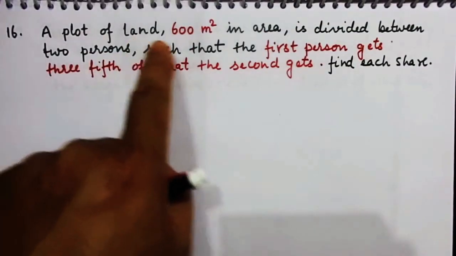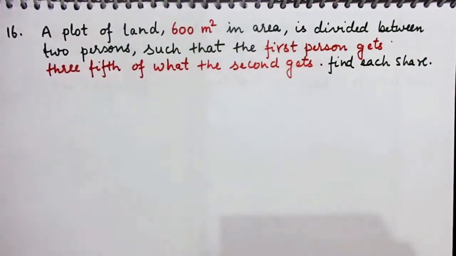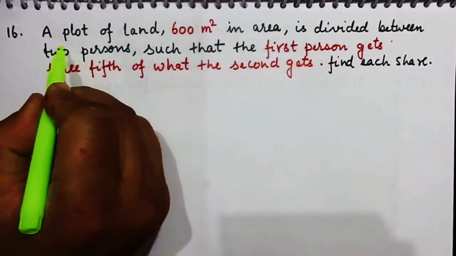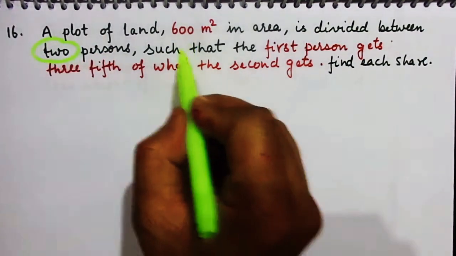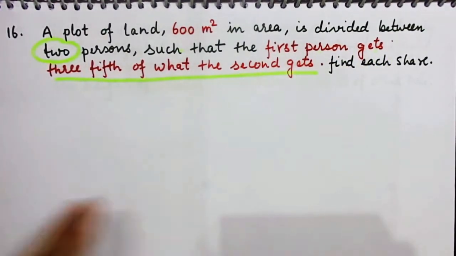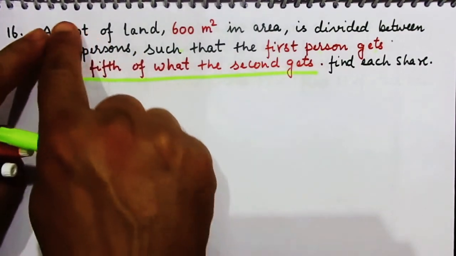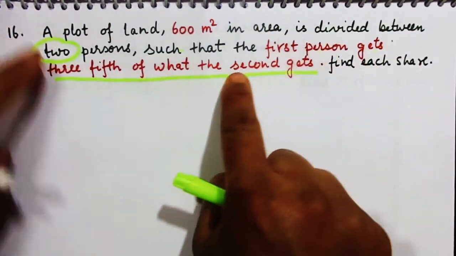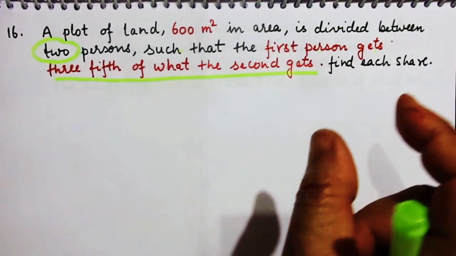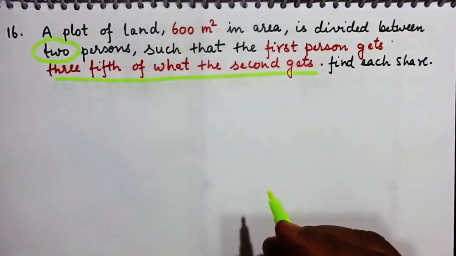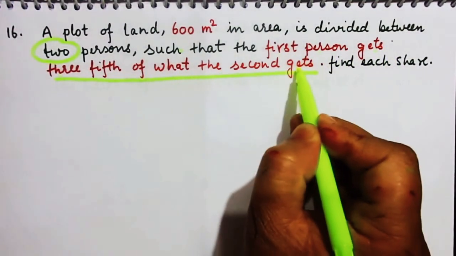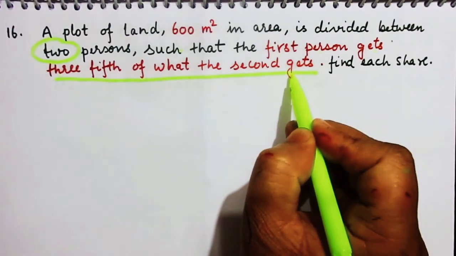A plot of land 600 meters square in area is divided between two persons, such that the first gets 3/5 of what the second gets. Just concentrate on the important part. The question might be very big, but only a few words are of importance. First person gets 3/5 of what the second gets, isn't it? So how are we going to start?